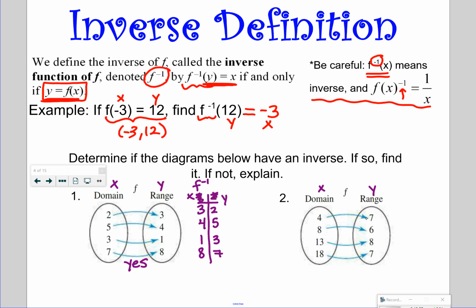Let's look the other way now. Does each range element go to exactly one domain element? And you might notice that we have a repeating range value here, 7. 7 goes to 4, and 7 also goes to 18. So my answer is no. It's not an inverse, and you could say it's not an inverse because of those 2 points. It's a counterexample. Those 2 points have the same y value but 2 different x values. So that makes it not one-to-one, and there is no inverse.